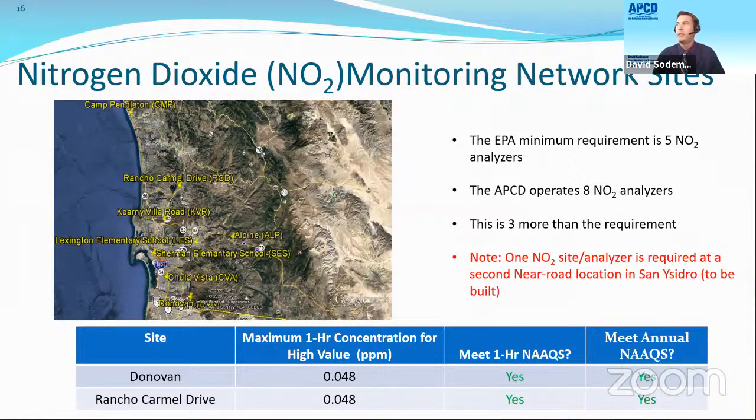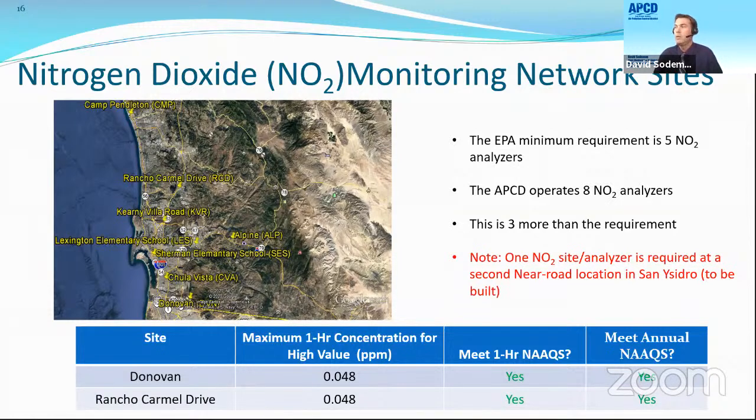This map displays our nitrogen dioxide monitoring station. We are required to operate 5 analyzers, but we operate 8. However, we are deficient in 1 analyzer, as that analyzer must be placed at a second near road location. Our second near road location is currently in the obtaining permit phase and not currently operational. We expect this site to be up and running in the next 12 months.